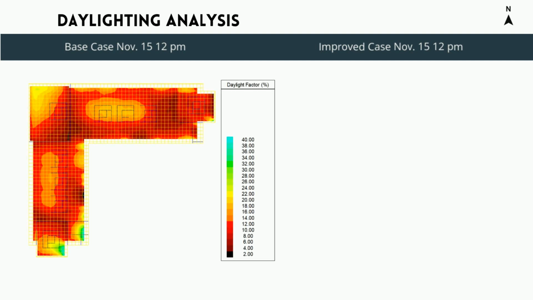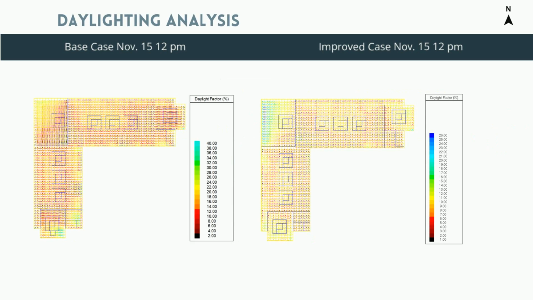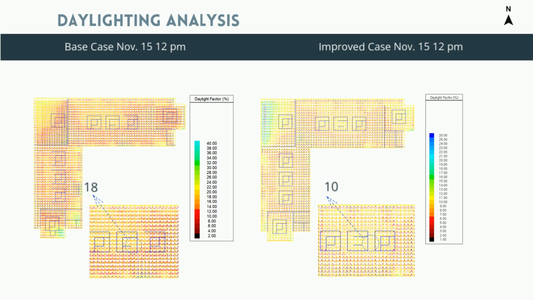Moving on to the daylight analysis, on the left we have the base case library with daylight factor of 40, and on the right we have the improved case library with daylight factor of 26. A closer look at the numeric grid in the area below the skylight shows a daylight factor of 18 in the base case with higher risk of glare, and a daylight factor of 10 in the improved case. Note here the skylight skin is partially open to help reach thermal comfort through solar gain.